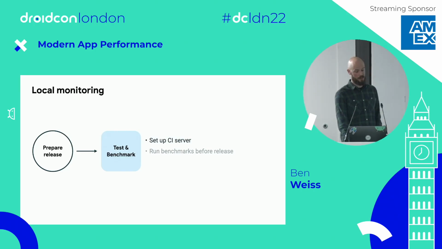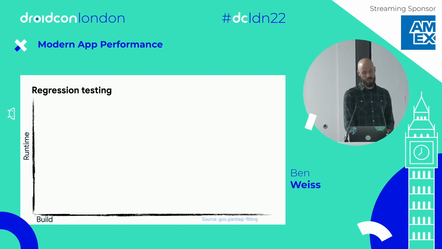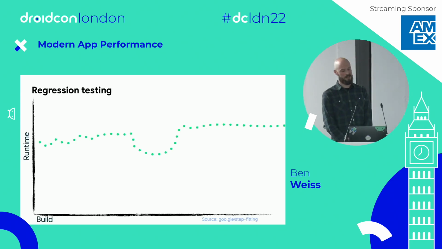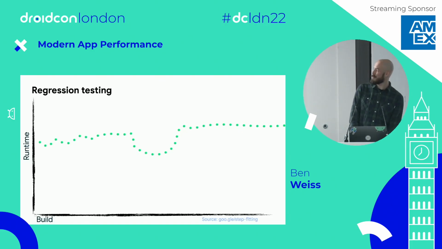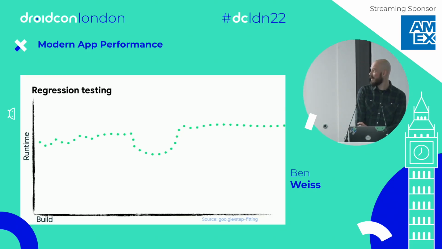So when you set up a CI server, you can run the benchmarks every time before release, or every time a commit lands, or whenever you want to merge to your main branch. And you can compare these results over time. But when you look at regressions, where's the regression here? Spotting this as a human is possible, but the tools also have to be smart, because the tool would say, this is the regression.